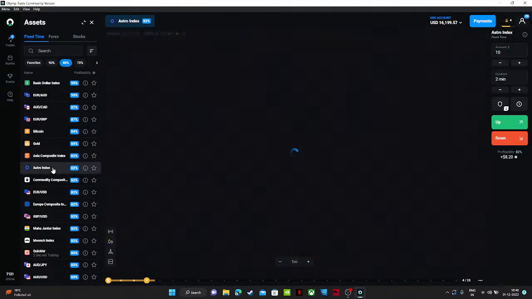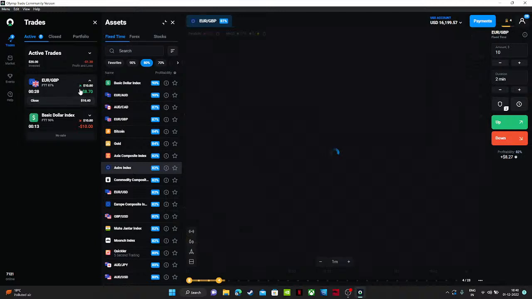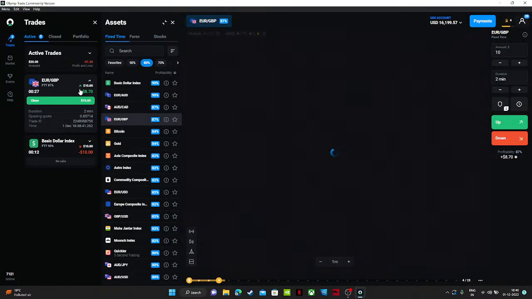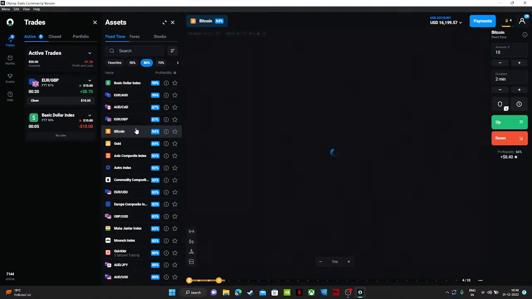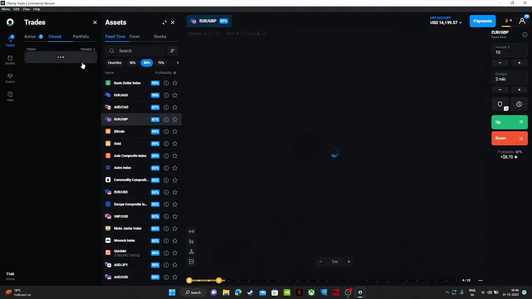All right, so we have placed two trades as of now, and we are winning one of those two trades. Okay, one trade did not go in our favor. The basic dollar index, it went in the opposite direction.